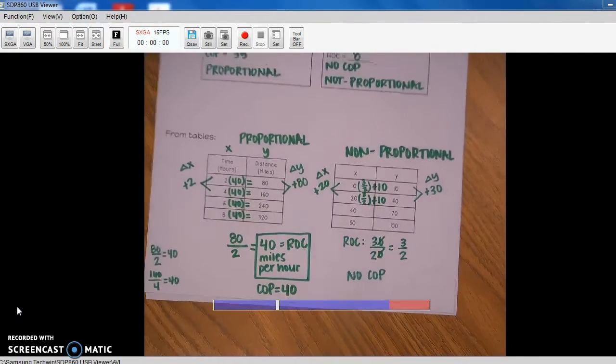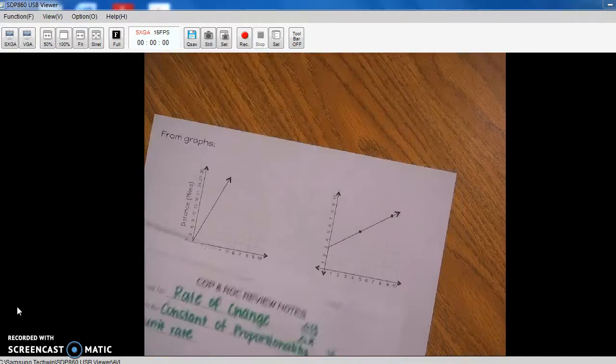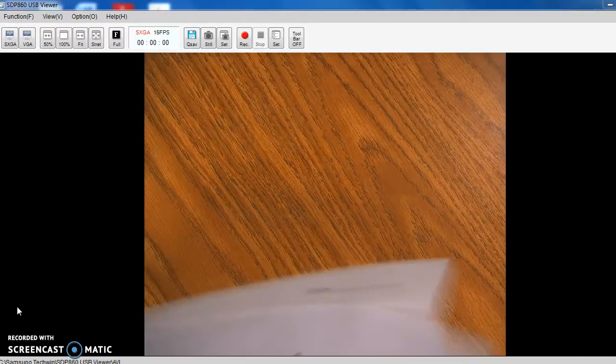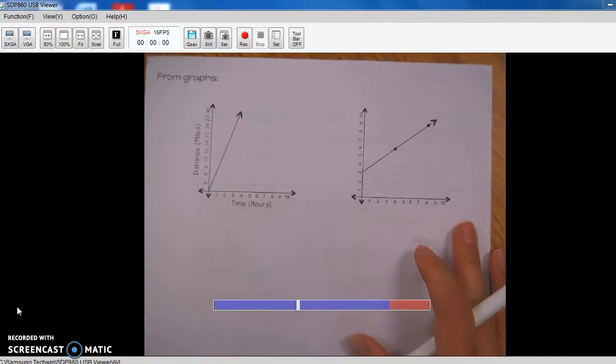Okay? Now on the back of your page, find the example from graphs.